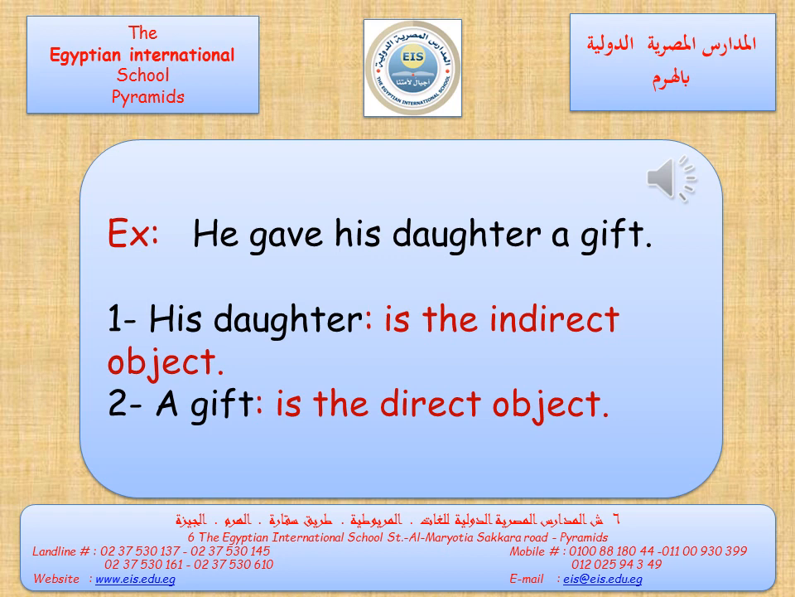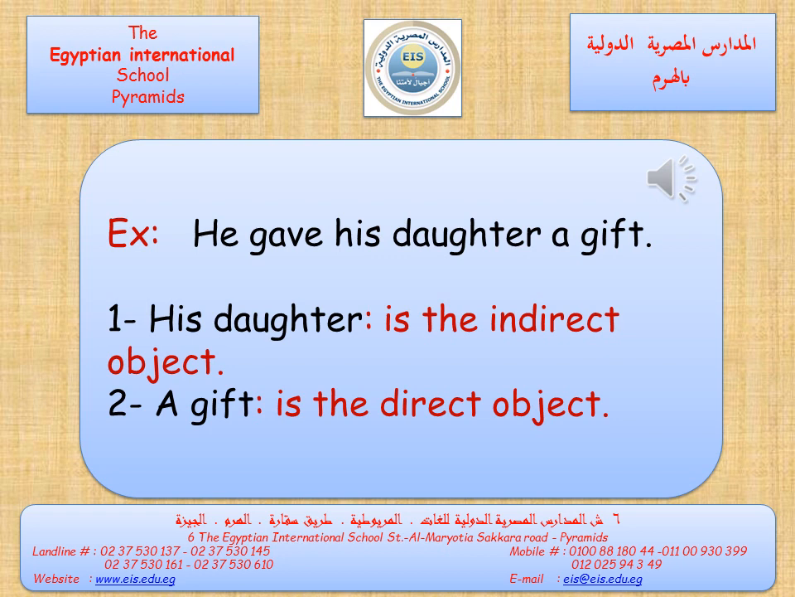Can you tell me? Alright, the subject here is he. He is the subject, and gave is the verb. Now, we have his daughter a gift. His daughter is the indirect object. Why, guys? Because his daughter is a person. She's a person. So that's why it is the indirect object.